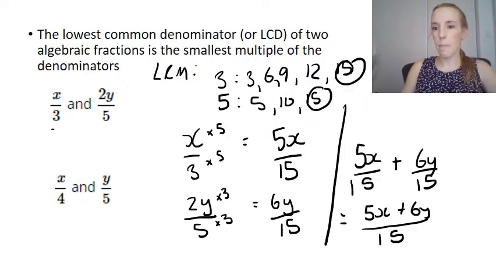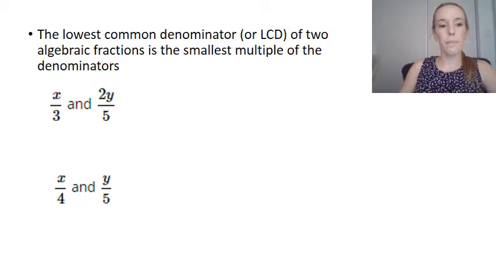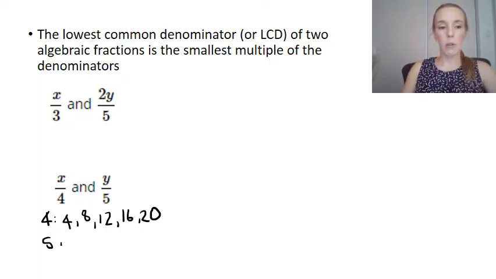Now I will clear the page and do the second one. So for our second one, we've got 4 and 5, and we're going to find our lowest common multiple. Again, multiples of 4 to start off with. We've got 4, 8, 12, 16, 20, and multiples of 5: 10, 15, 20. Voila, our lowest common multiple is 20.